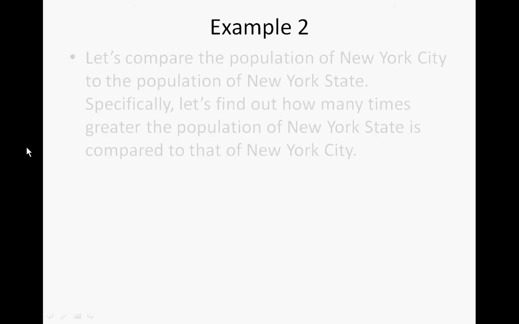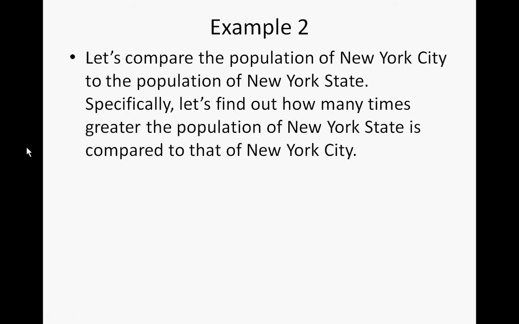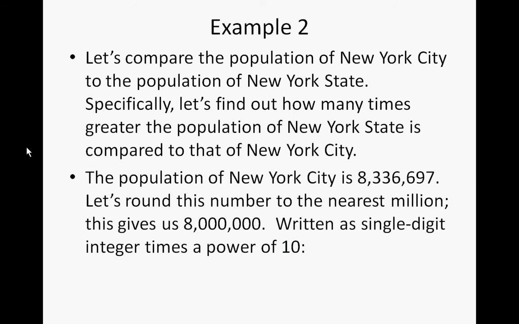Alright, so for example 2, let's compare the population of New York City to the population of New York State. Specifically, let's find out how many times greater the population of New York State is compared to that of New York City. So the population of New York City is 8,336,697. Let's round this number to the nearest million. This gives us 8 million. So written as a single-digit integer times the power of 10, 8 million is equal to 8 times a million, or 8 times 10 to the 6th power.